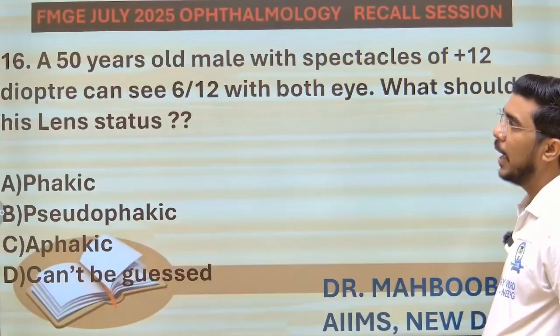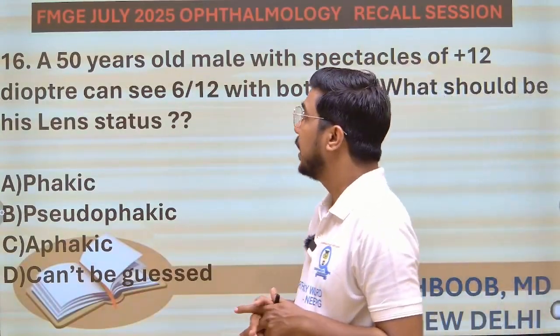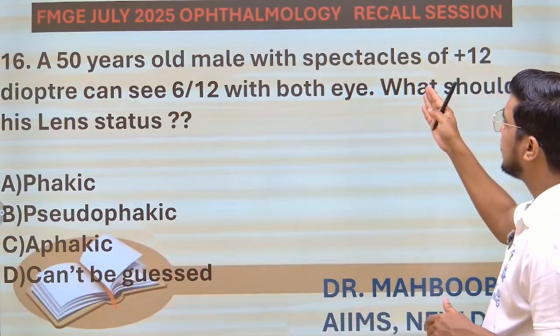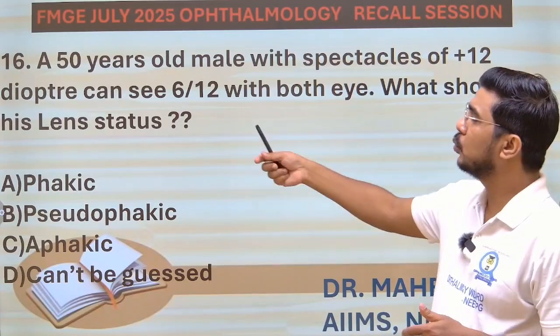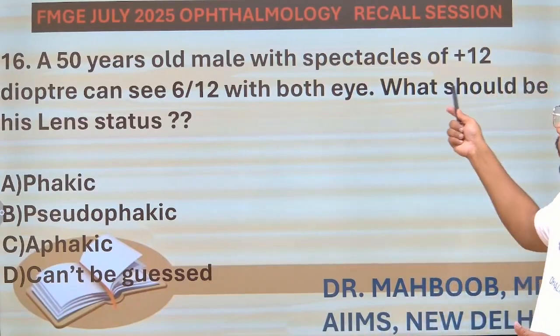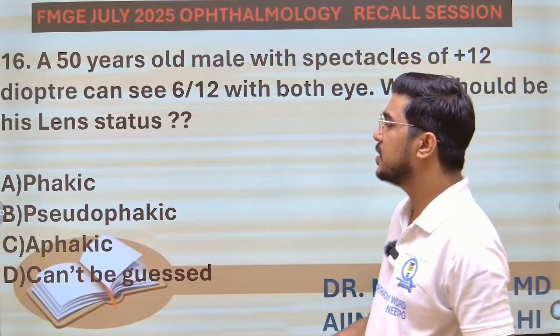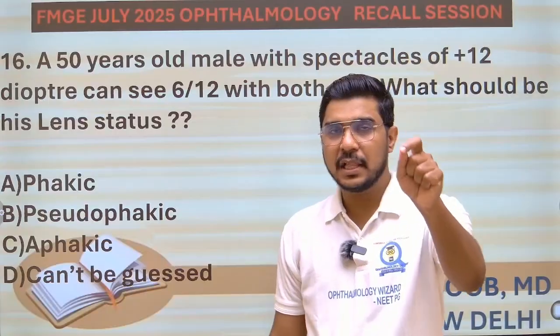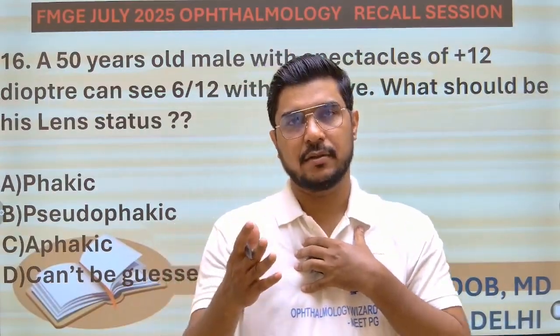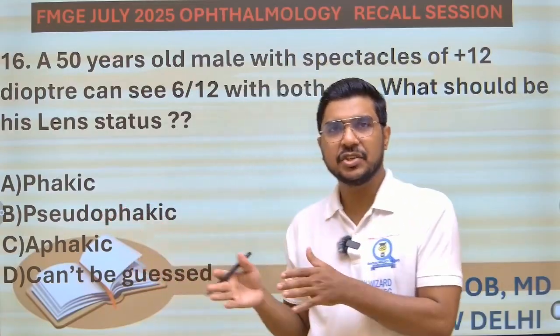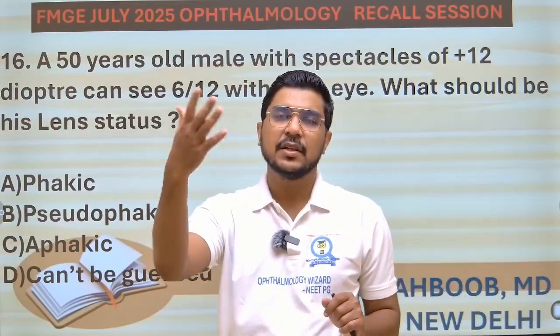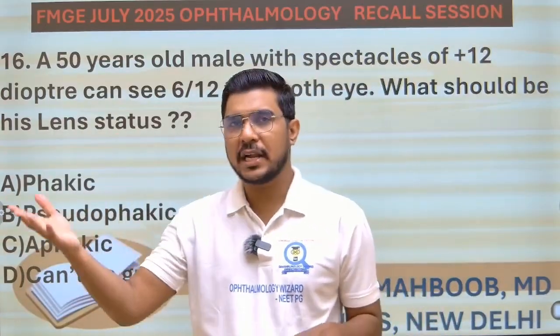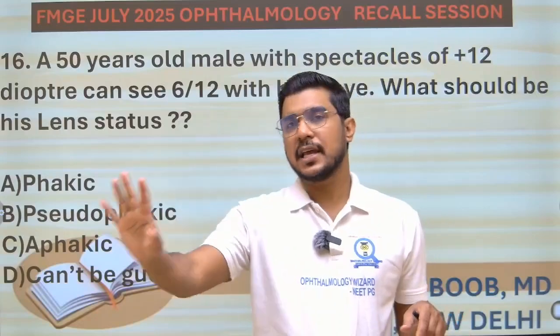Okay, and this is the last question of FMG. A patient wearing spectacles of +12 diopter can see 6/12 with both eyes. What should be the lens status: phakic, pseudophakic, aphakic, or cannot be guessed? What do you mean by phakic? A patient having a natural lens. I am phakic, you are phakic. If a patient gets cataract surgery and an artificial lens is placed, this is called pseudophakic. And if a patient has no lens, natural or artificial, it is aphakic.